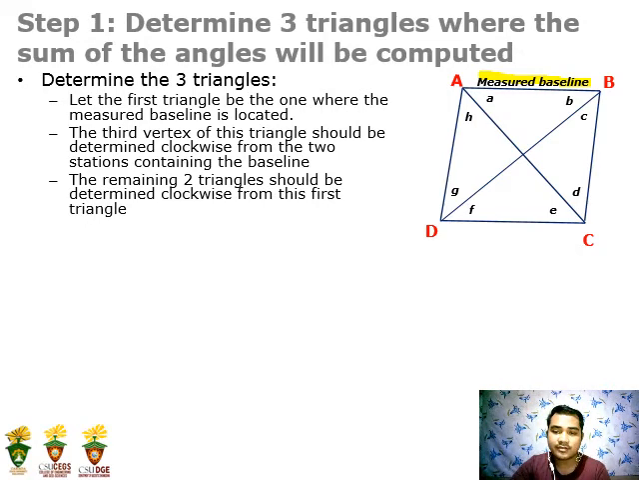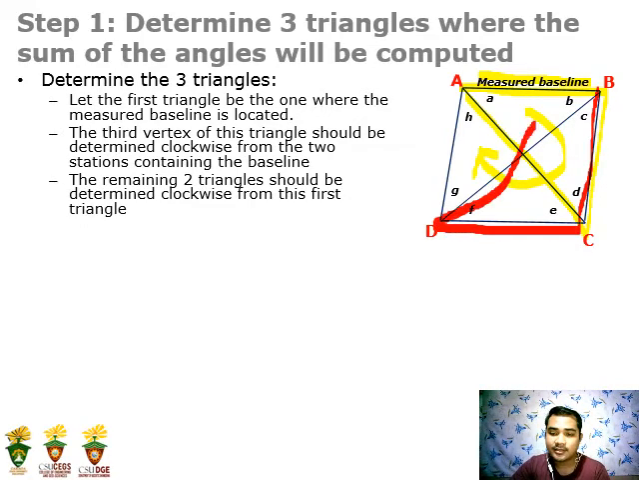Two stations. Clockwise. Next, the remaining two triangles should be determined clockwise from the first triangle. So clockwise daw ang ingon niya. Therefore, the second triangle is BCD, then ACD. Those are the triangles that we are going to consider.